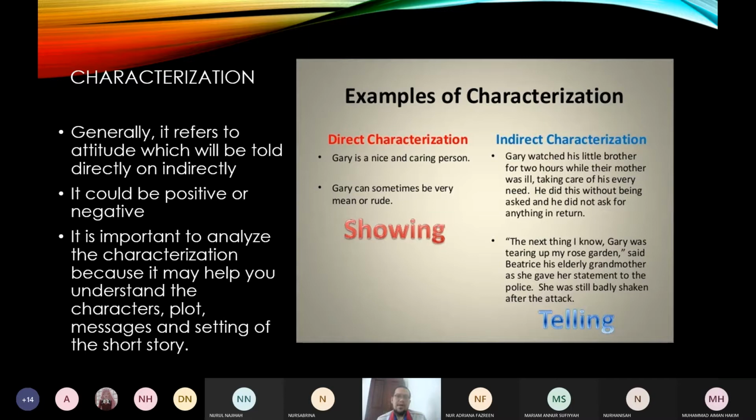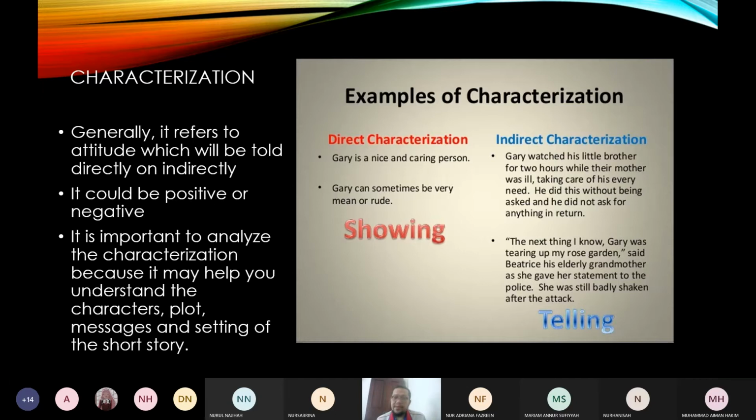Tapi ada juga short story yang dia tak bagi secara direct, and you kena baca and you kena simpulkan sendiri. You gonna have to conclude on your own. Gary watched his little brother for 2 hours while the mother was ill, taking care of his every need. He did that without being asked, and he didn't ask for anything in return. So dia cuma explain the action. So how do you conclude? Sama juga, dia adalah seorang yang caring and juga nice ataupun kind.